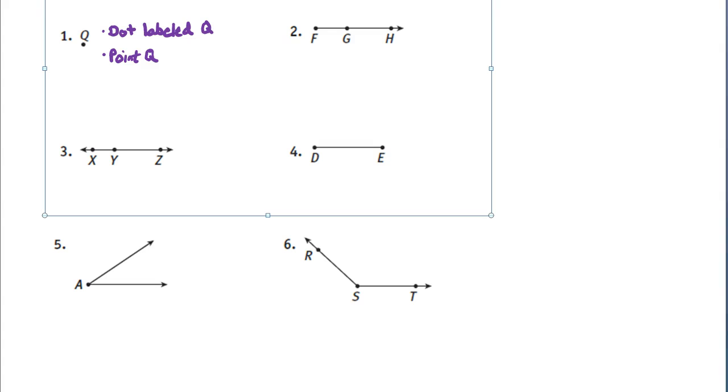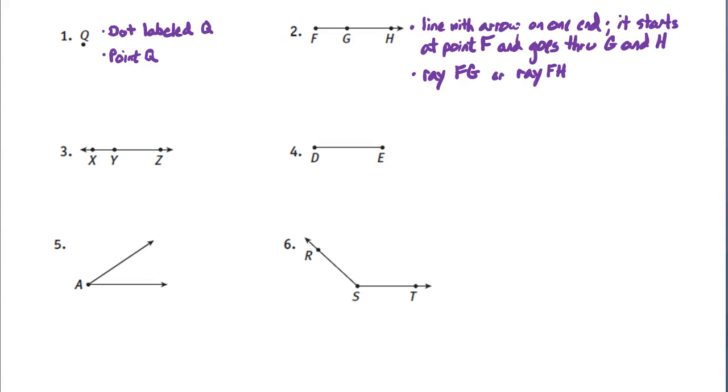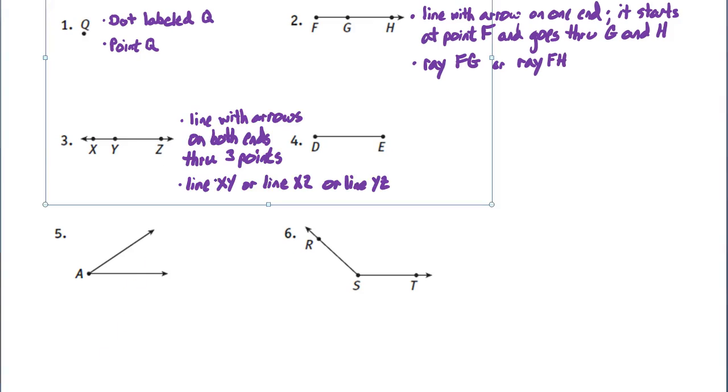Okay, number two, I see a line with an arrow on one end. The line starts at point F and travels to the right, going through two other points along the way. If you recall that this was called ray FG, or it could also be called ray FH, that's awesome. Question 3, what do you see? I see a line with arrows on both ends going through a couple of points. If you remember that this line could be called line XY, or line XZ, or even line YZ, that's very good.